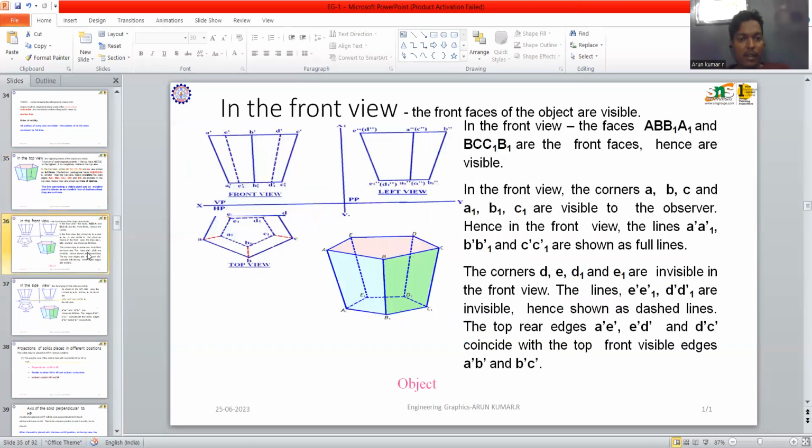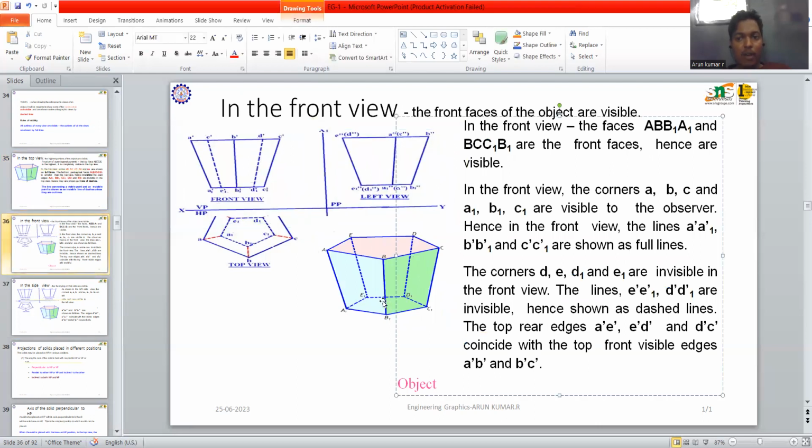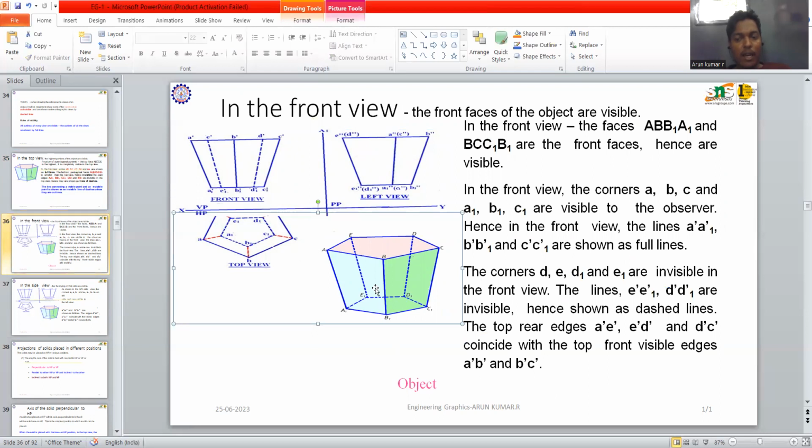In the front view, we check whether the triangular faces of the object are visible or invisible. In the front view of the faces, we have A, B, B1, A1 and B, C, C1, B1. If I take the frustum of the pentagonal prism, I have to draw the front and top views of this particular solid. Here I show the front view of the given solid, and viewing from the top, the top view looks like a pentagon, and the side view is also shown.